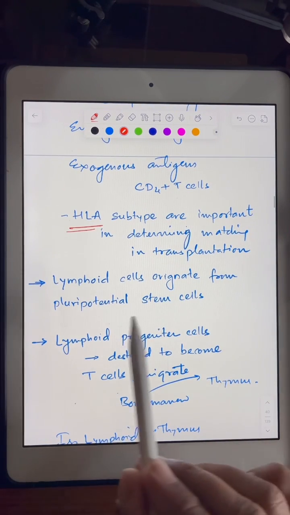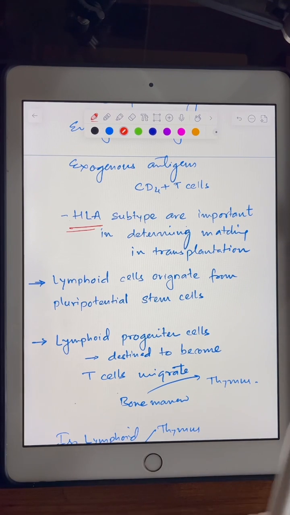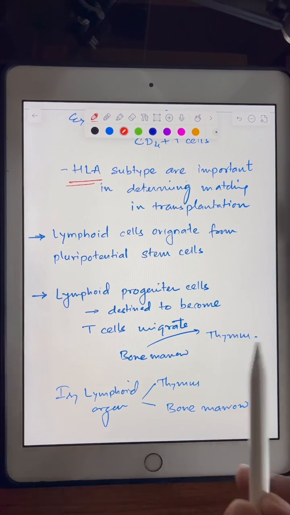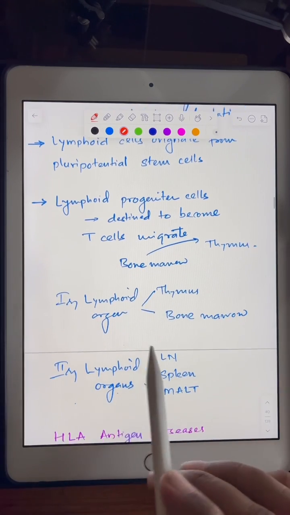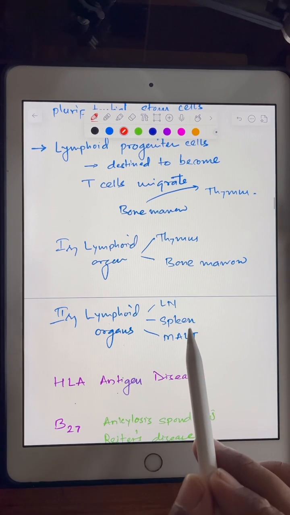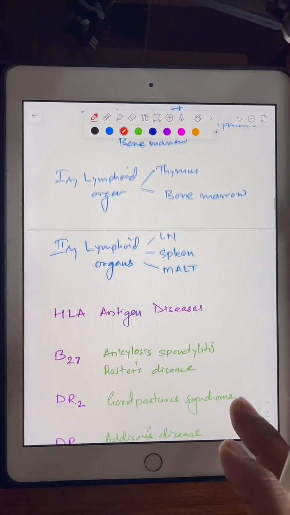Lymphocytes originate from stem cells. Lymphocytes destined to become T cells migrate from bone marrow to the thymus. Primary lymphoid organs are the thymus and bone marrow. Secondary lymphoid organs are lymph nodes, spleen and MALT.